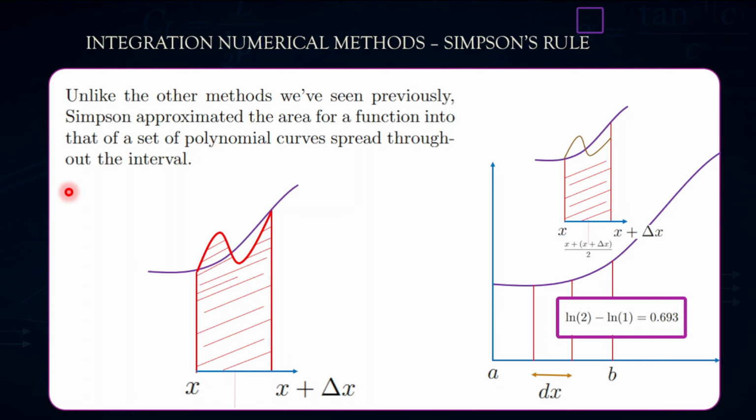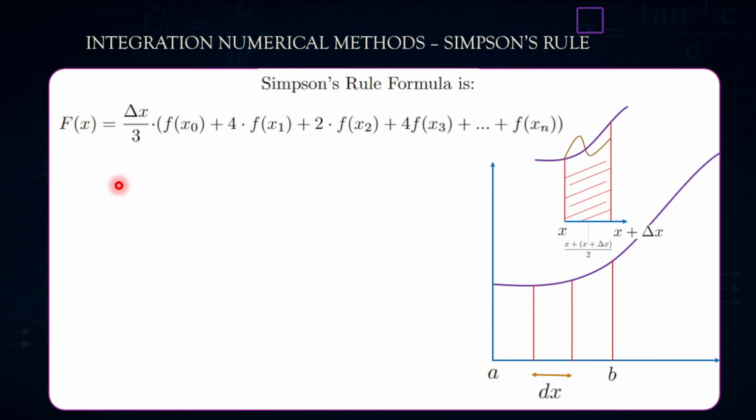The formula is the following: f(x) equals delta x divided by 3 multiplied by f(x0) plus 4f(x1) plus 2f(x2) plus 4f(x3) plus 2f(x4). It is like a sequence, a pattern, plus at the end f(xn). As you notice, only the first element and the last element for f(x) are not multiplied by anything, but in the middle, for f(x) odd, x1, x3, x5, they are multiplied by 4. For the others, they are multiplied by 2. This is the pattern that we need to notice.